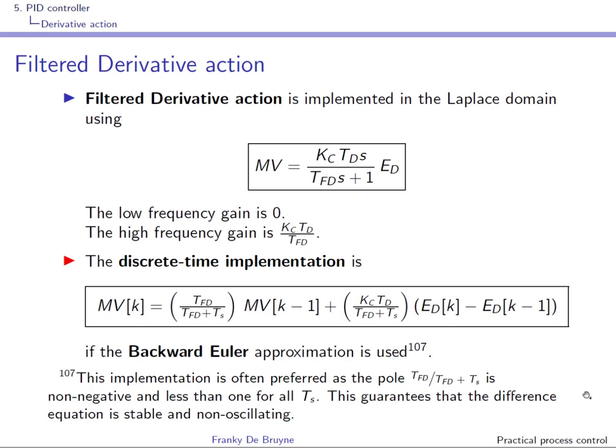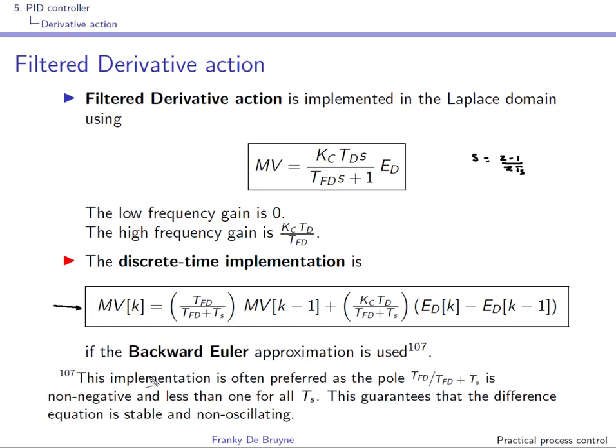For your information, you can obtain a discrete time implementation of this filtered derivative action using the backward Euler approximation. What you have to do here is replace s by (z minus 1) over (z Ts), right? If you do this, you will obtain a transfer function in z, and you can do the inverse z transform and obtain this relation that you can implement on a PLC for the filtered derivative action.